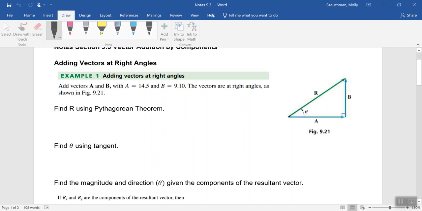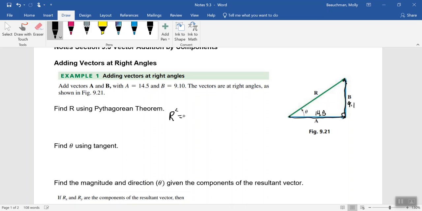remember that we start with our vector a, and this has a magnitude of 14.5. Then we put the terminal side of A with the initial side of B, and B is 9.1. So what we've made is a right triangle. What we want to find is the resultant vector, the initial side starting at A, terminal side where B ended. We find this using the Pythagorean theorem.